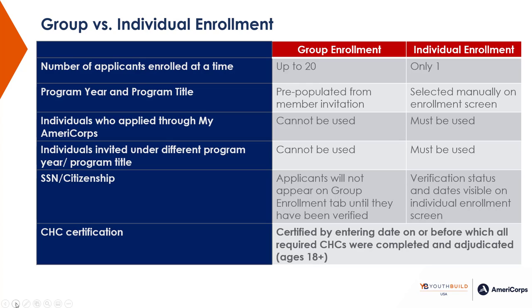They're not going to show up on the group enrollment tab until they've been verified. So you do kind of want to wait to do this group enrollment until you've gone through that certification process and make sure everybody's done. But it's also a neat trick to just check to see who's been cleared, because if you go to that group enrollment tab and you don't see them, then you know that individual has not cleared their citizenship and social security status.